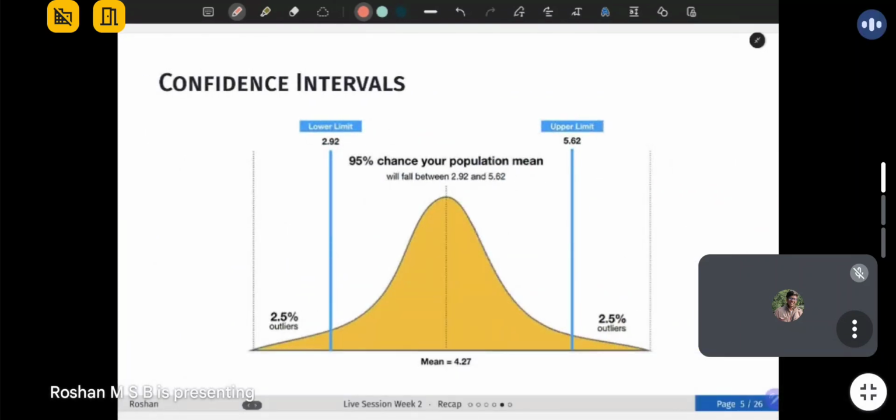And this is a pictorial representation of it. So the 95% confidence interval would be 2.90 to 5.62. And if you reduce your confidence, let's say to 90%, the interval will become shorter. Okay. And if you expand it, let's say to 99%, the interval will be wider. That's the basic concept. Okay.